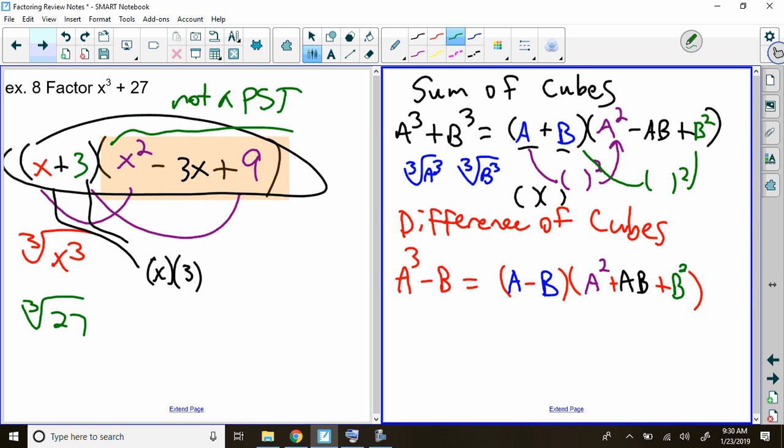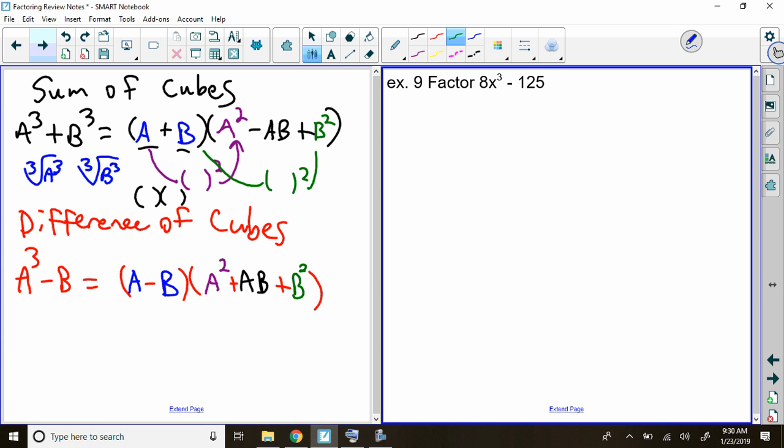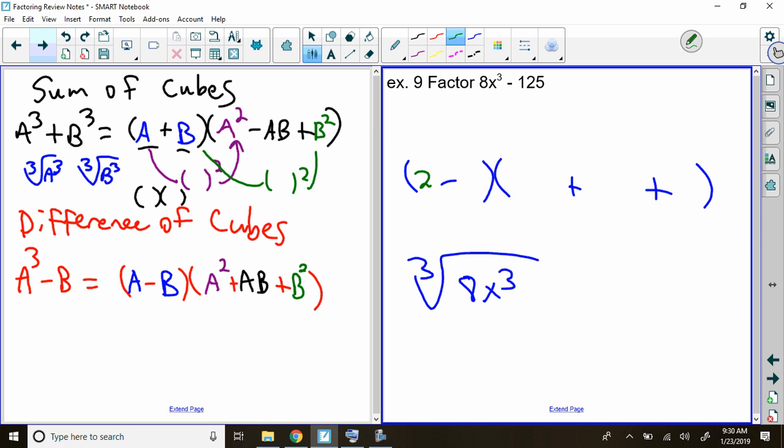Okay? The last example we got is example 9. It's going to factor into a minus and a plus, and we need the cube root of 8x cubed, and that's going to be 2x. When we square 2x, it's 2x times 2x, it's going to be 4x squared. When we take the cube root of 125, it's going to be 5. When we square 5, it's going to be 25. And lastly, when we multiply 2x by 5, in the middle it's going to give us a 10x.